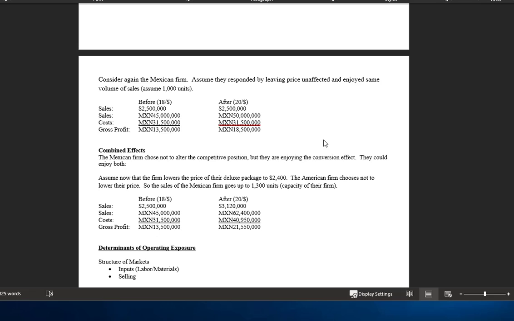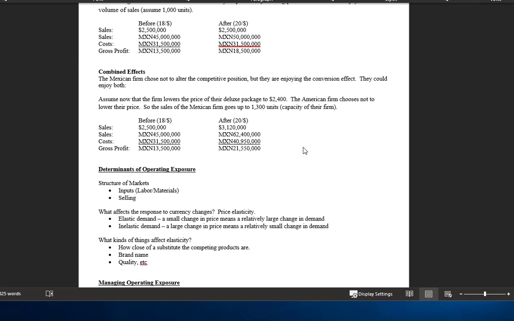If we look at what happens after the dollar appreciates and the Mexican peso depreciates, they're still selling 1,000 units, still getting $2.5 million from that. But when they convert that to pesos, now it's 50 million pesos. Their costs remain 31.5 million. So their profits have gone from 13 to 18 million if they don't do anything from a competitive standpoint, if they just pocket all that extra money that they're making.